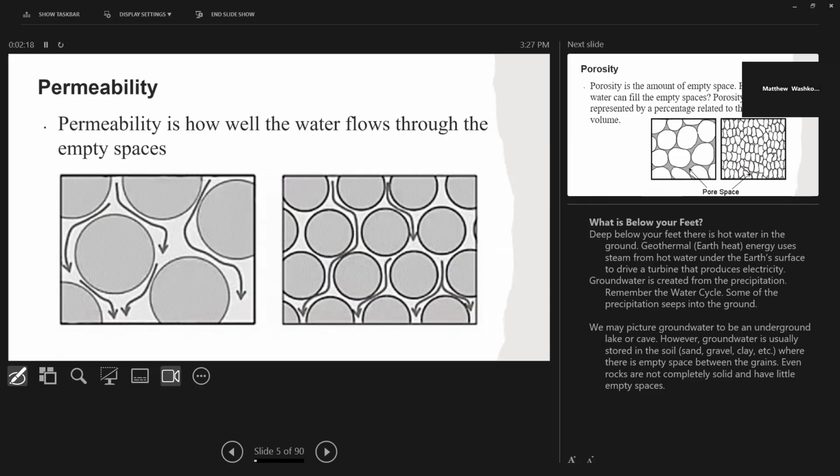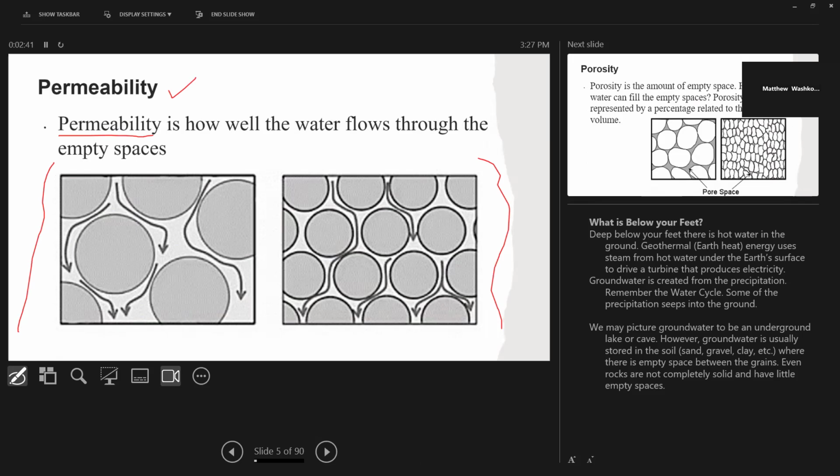But you do need to write this down and you need to draw this. I don't think I printed this off for you guys. It's been a couple months at this point. So permeability is how well water flows between the empty spaces. Okay? So pause video, write that down.